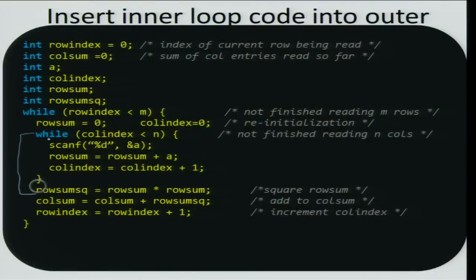Once that is done, you go over the columns of that given row and you scan the numbers, add the number to the row sum and increment the column index until you hit n columns, okay, so columns 0 through n minus 1. When you have read all the columns in that row, you have the correct row sum, so that row sum squared can now be calculated. Once row sum squared is calculated, add the row sum squared to the previously computed column sum.